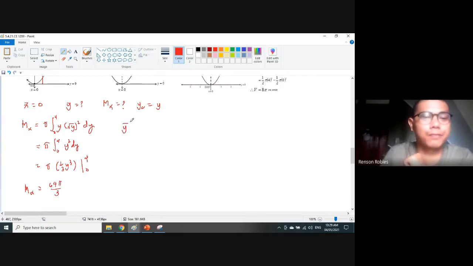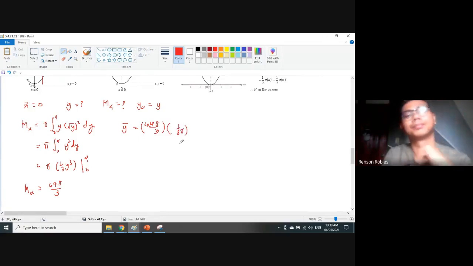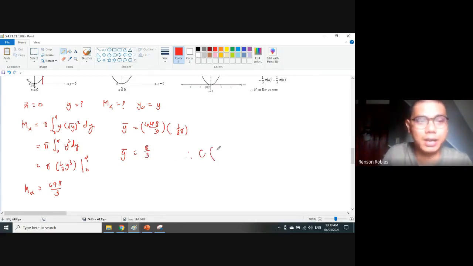Then we're now ready to look for bar y. That's 64 pi over 3 divided by 8 pi, or you just multiply it by the reciprocal of the volume, 1 over 8 pi. And then for bar y, you can just drop pi. Then 64 divided by 8 is 8, so that's 8/3. Therefore, the centroid can be found at x equals 0, so bar x is 0, and bar y is 8/3.